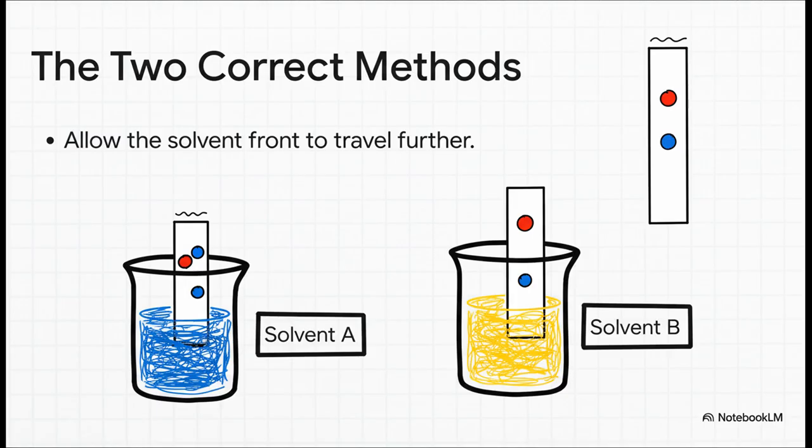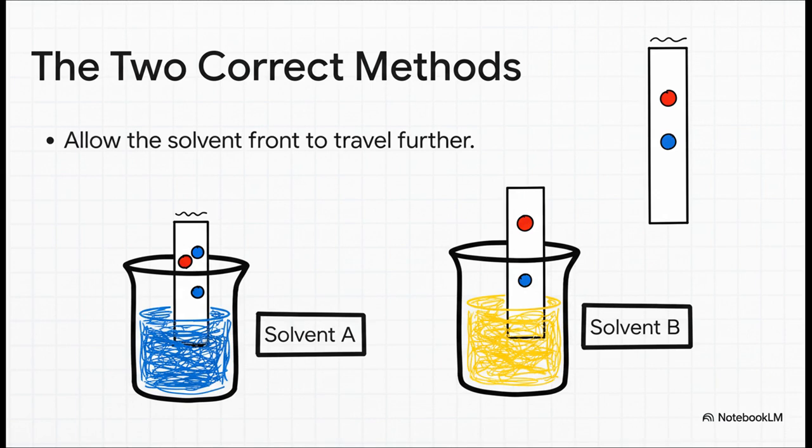The mark scheme points to 2 correct methods. First, you could just let the experiment run longer, so the solvent travels further up the paper. It's like making a race longer. It gives the runners more time and space to separate from each other. The second method? Use a completely different solvent. Every solvent interacts with the dyes in a unique way, and a different one might just be way better at pulling them apart.